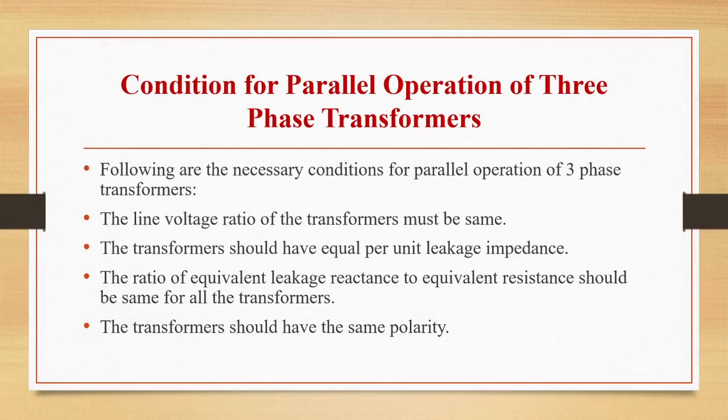Now let us see the condition for parallel operation of three-phase transformers. Following are the necessary conditions for parallel operation of three-phase transformers. First one is line voltage ratio of the transformers must be same. Second is transformers should have equal per unit leakage impedance. Third is the ratio of equivalent leakage reactance to equivalent resistance should be same for all the transformers. For this, transformer should have the same polarity. So similar to what we have seen for single phase transformers, almost they are same here.